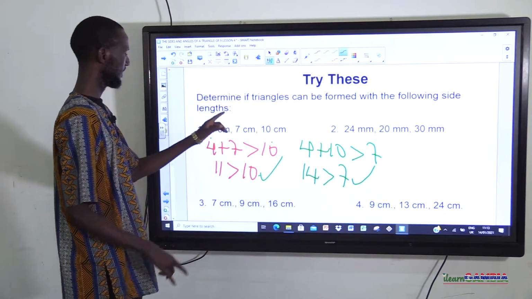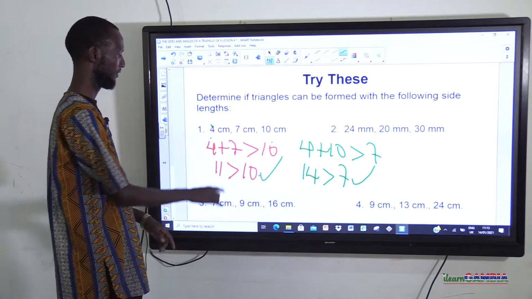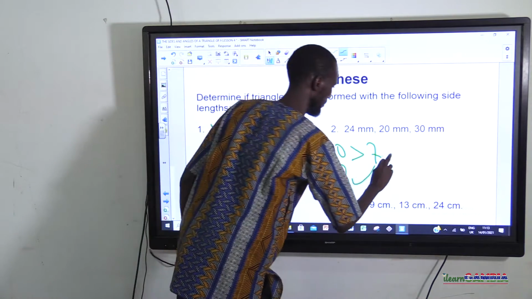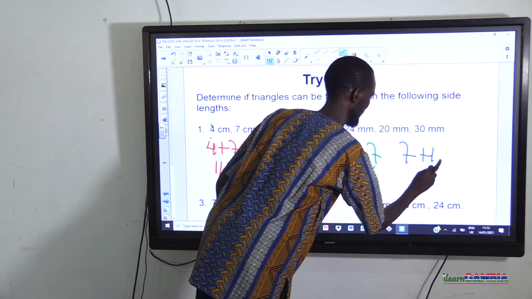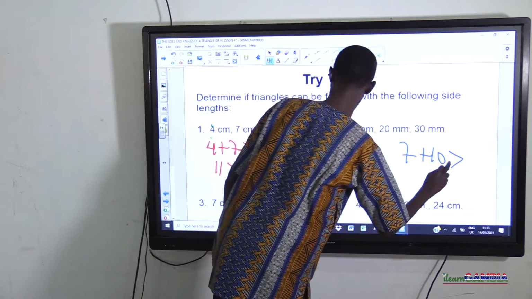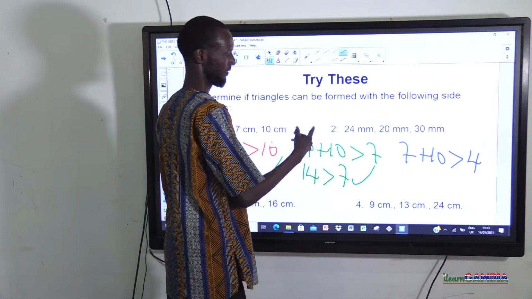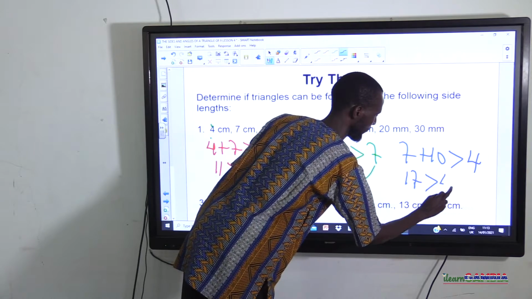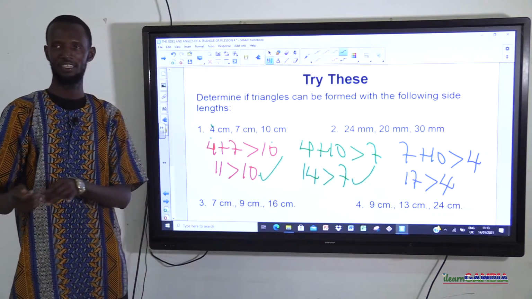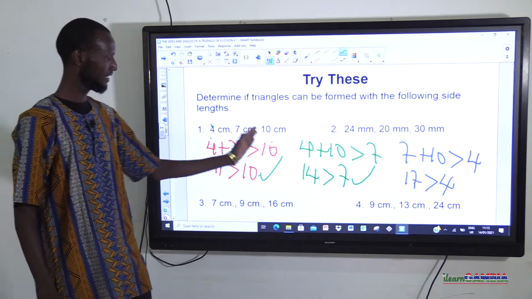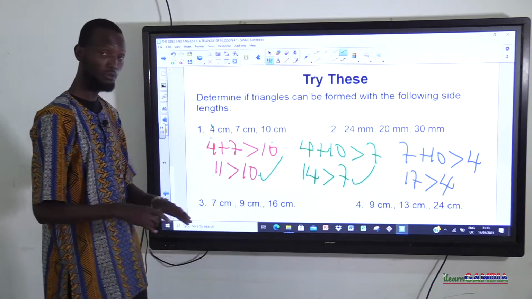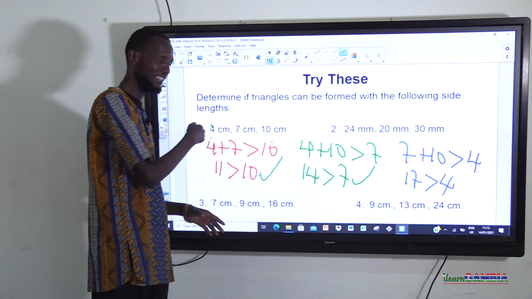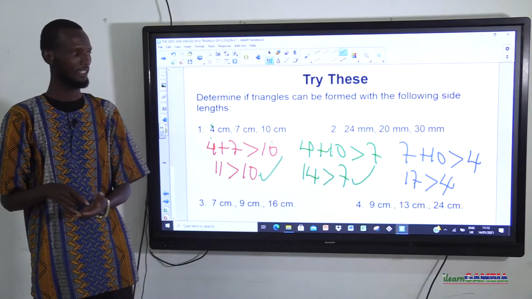Now we take the 7 and the 10 and see whether if you add the 7 and the 10, you will get a sum greater than the 4. So 7 and 10, will you get an answer greater than 4 rather? Now if you add 7 and 10, that should give us 17. Is 17 greater than 4? 17 is clearly greater than 4. So therefore, all 3 scenarios worked. So we can conclude therefore that 4 centimeters, 7 centimeters, and 10 centimeters can actually form a triangle, okay?